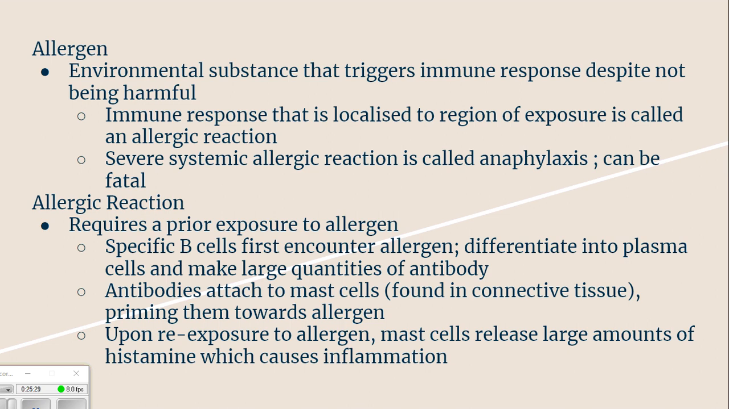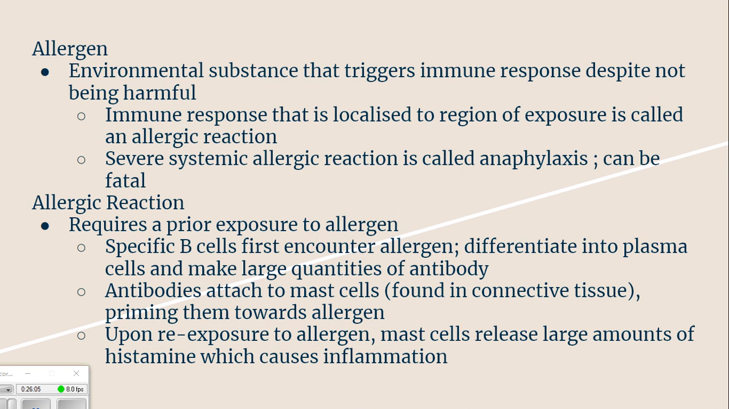So we'll start with this idea of allergies here. And we'll start with this idea of an allergen. So an allergen is basically an environmental substance that will trigger an immune response despite not being harmful. So it's an innocuous substance out in our environment that our immune system is responding to. It thinks it's a threat, but it's not a threat. So the immune response that is localized to the region of exposure is called an allergic reaction. Severe systemic allergic reaction is called anaphylaxis and can be fatal.